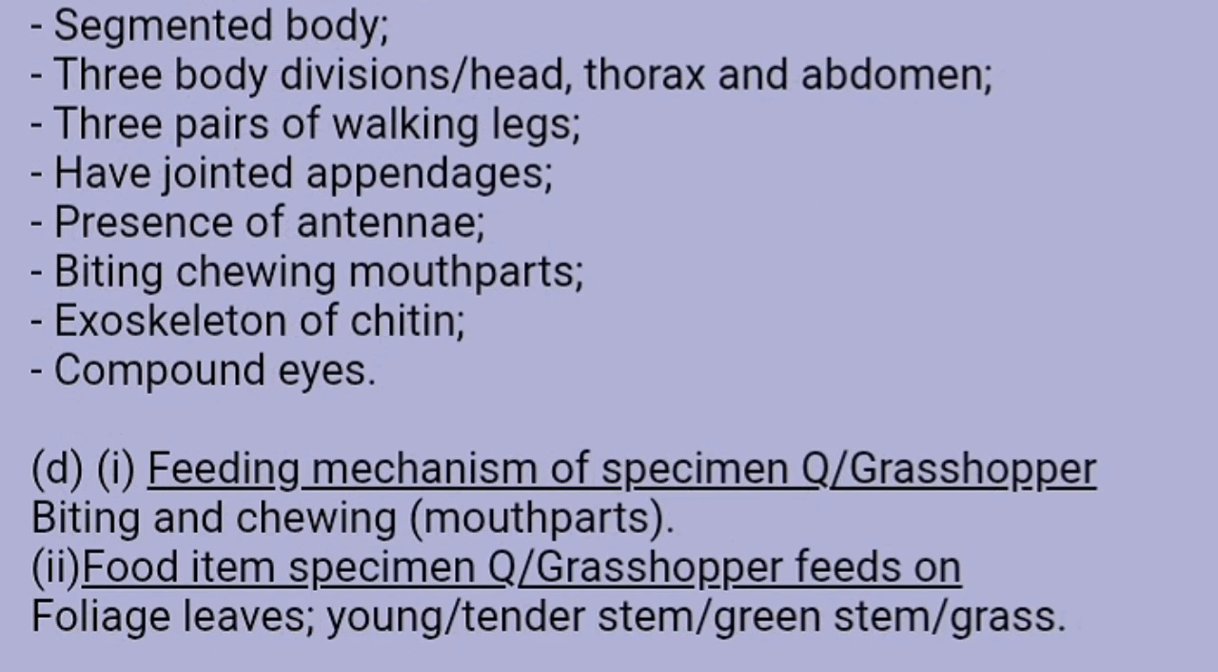All right. What's the feeding mechanism of the grasshopper? It's a biting and chewing insect. So the mouth parts are the feeding mechanism. All right. And the food which the grasshoppers feed on is foliage leaves, young or tender stems also, and green stems or grasses. That's what they feed on. All right.